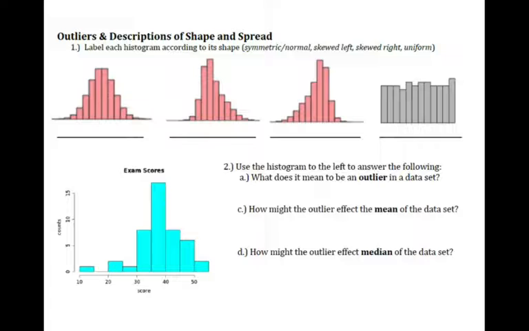All right, outliers and distributions of shape and spread. Label each histogram according to its shape: symmetric, normal, skewed left, skewed right, or uniform. So if I look at my first histogram, I can see that it's pretty even on both sides. So that is going to be symmetric or normal.